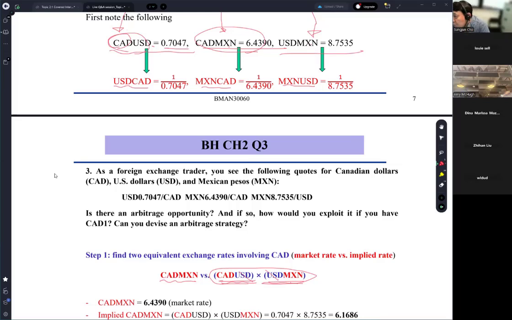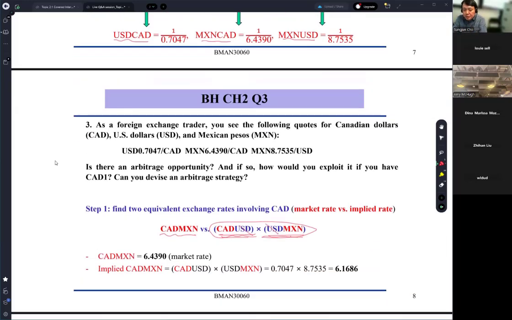Looks like some students think this is very difficult. Well, if you understand everything in the review slide for lecture 1, I think this shouldn't be that difficult. But anyway, we have two prices: directly available CAD MXN versus the implied CAD MXN you just computed using triangular transactions. This one price is going to be 6.4390. It's given from the market.